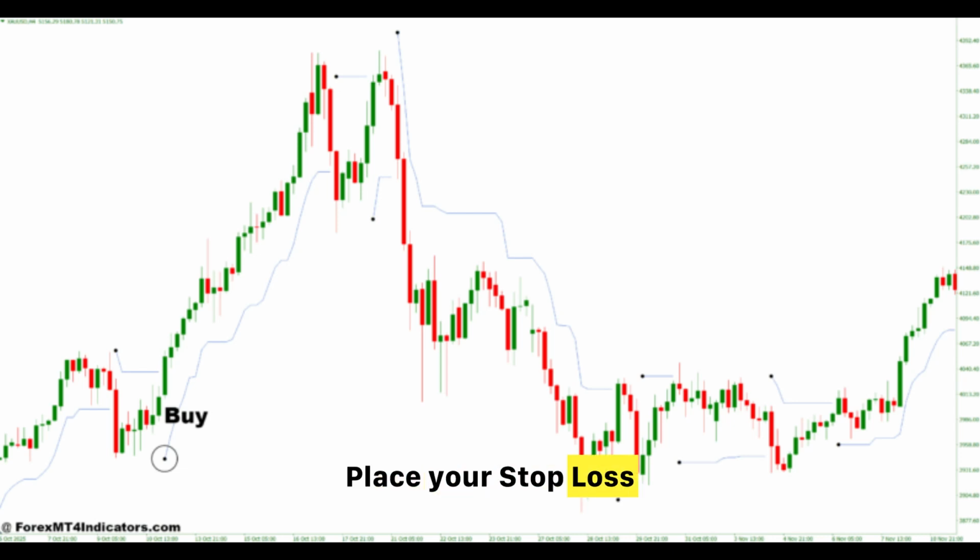Place your stop loss at the ATR level shown by the indicator instead of using a fixed pip distance. As price moves higher, trail your stop loss along the ATR line to protect profits. Take profit near the next resistance zone, or allow the ATR trailing stop to manage the exit automatically.